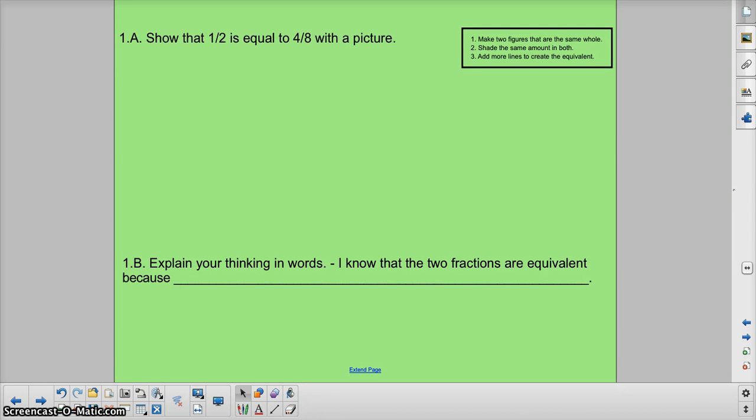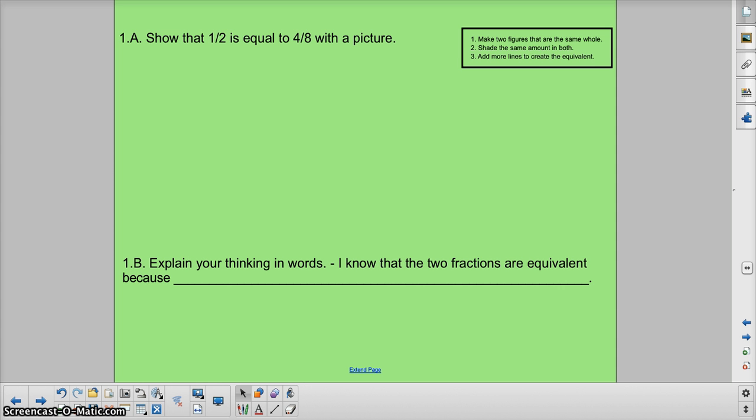All right, guys, we're going to take a look at Friday's classwork here. We're doing the same thing as we did yesterday. You are going to be given two fractions, and you have to do a couple things. One is to explain or prove that they're equivalent. You can do that with a picture or a number line, and you can check it with numbers. And then we also need to explain why they're equivalent.